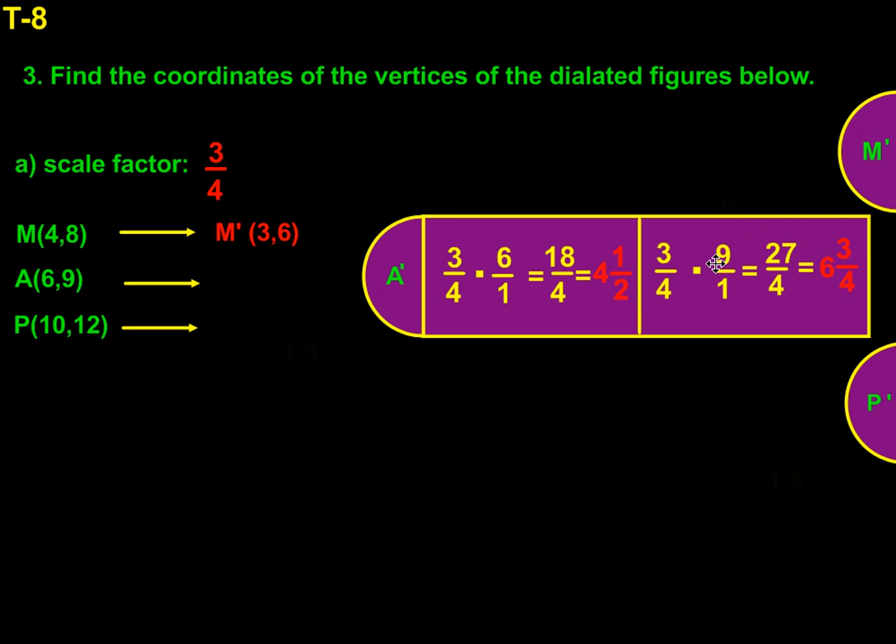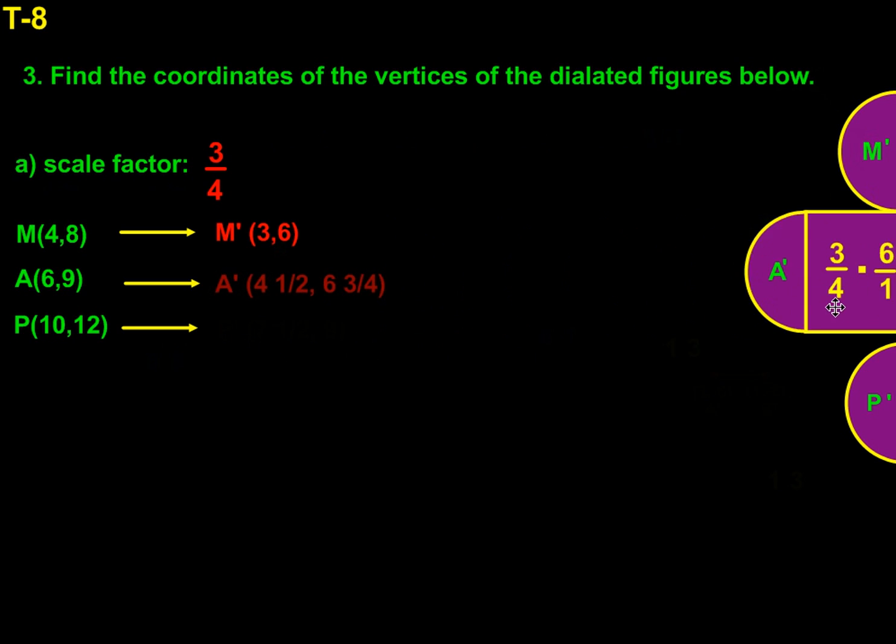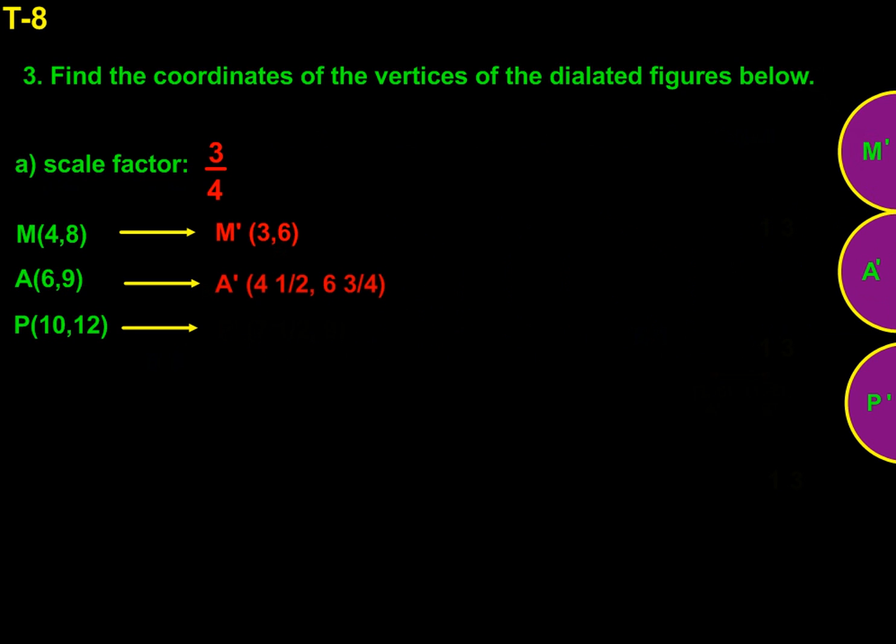Looking over at the 9, 3/4 times 9 over 1. 3 times 9 is 27. 4 times 1 is 4. 4 goes into 27 6 times with 3 left over, 3/4. And so our A prime coordinates are 4.5 and 6 3/4.